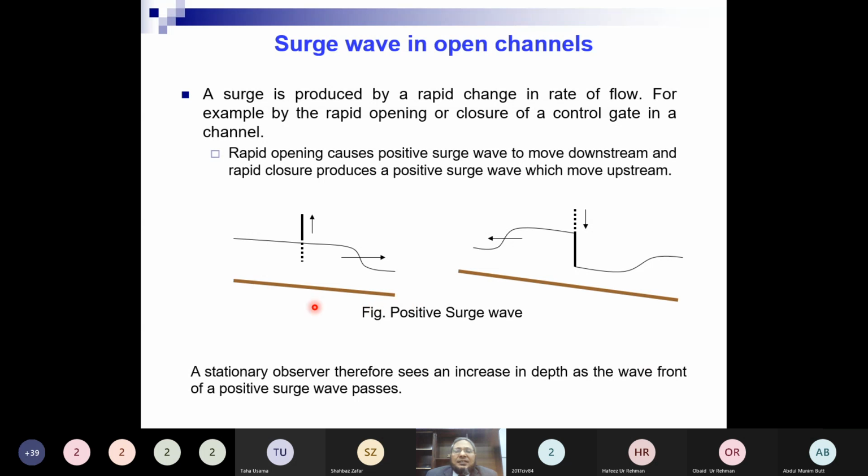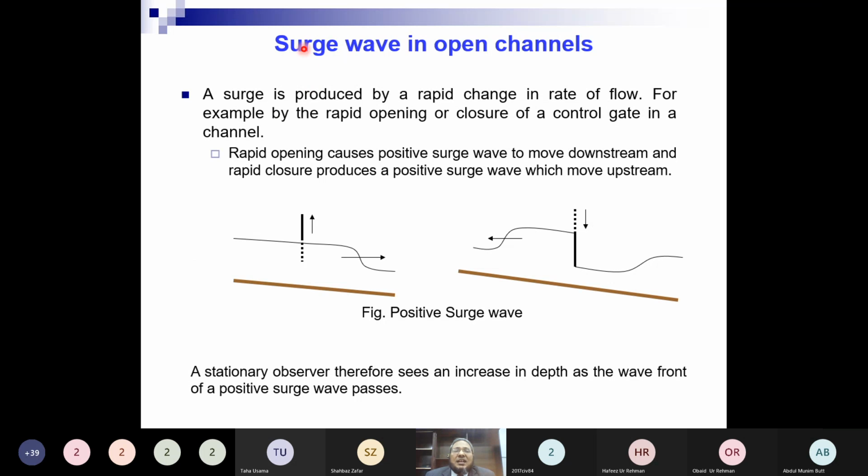Here in this diagram, the longitudinal section of open channels has been shown. This one is the bed of the channel, the liquid is flowing in this direction, and this is a sluice gate or control gate. And in this figure, again, this one is the bed of the channel, and this is the sluice gate.